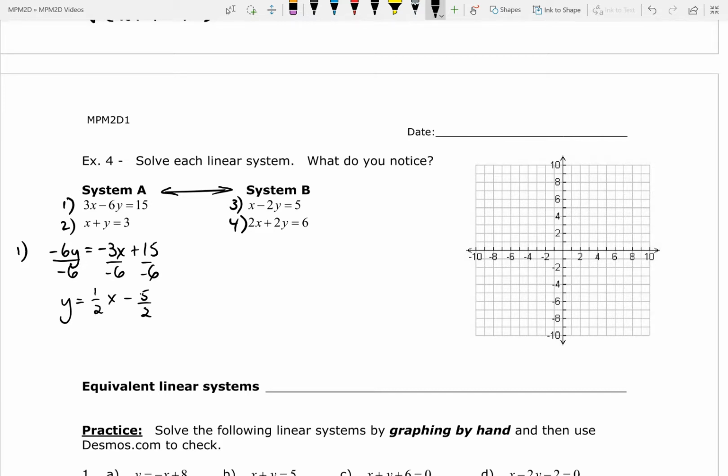All right, so let's look at equation 2. There's nothing much I can do to equation 2 except subtract x from both sides. So y equals negative x plus 3. Okay, good so far? I hope so.